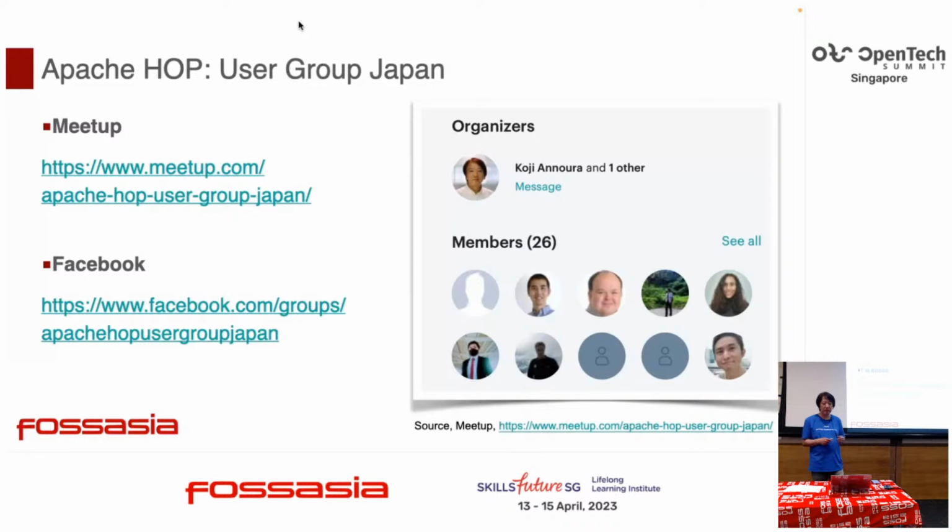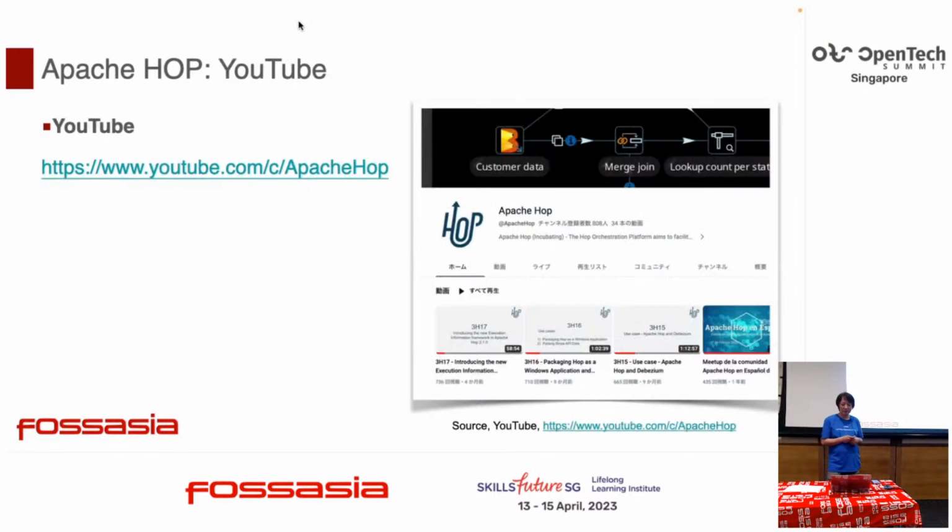Community here. This is the user group Japan. So the meetup is here, Facebook here. It's a little small user group. Please join us. Okay, and this is YouTube. You can see YouTube videos about Apache Hop.